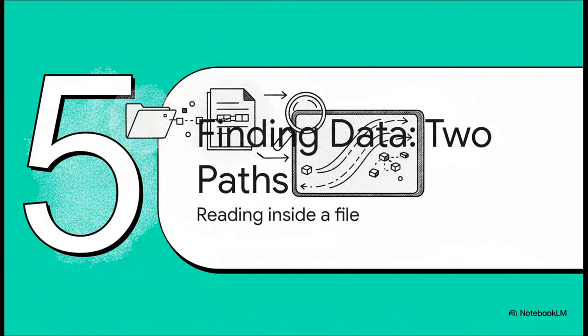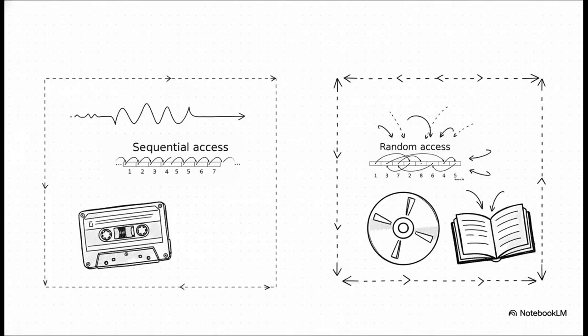All right, so we've got our files organized into these amazing directory structures. Now let's zoom back in and focus on a single file again. How does the computer actually read the information that's inside it? Well, there are two main ways. On one side, you've got sequential access. This is like listening to an old cassette tape. You have to start at the beginning and read everything in order to get to the part you want.